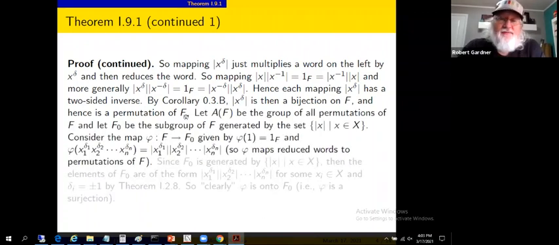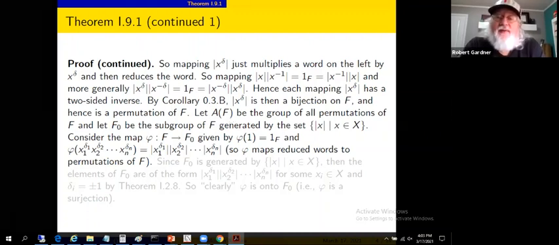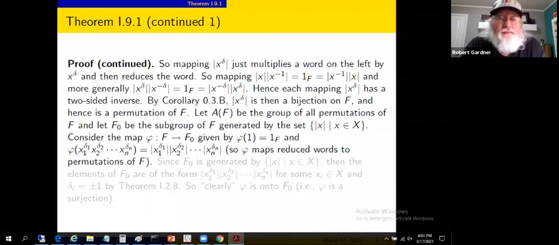So let A of F be the group of all permutations of F. We've used those symbols before, at least in passing. So A of F is the set of all permutations on set F. Here the set is the reduced words based on set X and X inverse and the symbol 1. So let A of F be the group of all permutations of F, and let F sub 0 be the subgroup of F generated by the set absolute value of x as x ranges over set X.